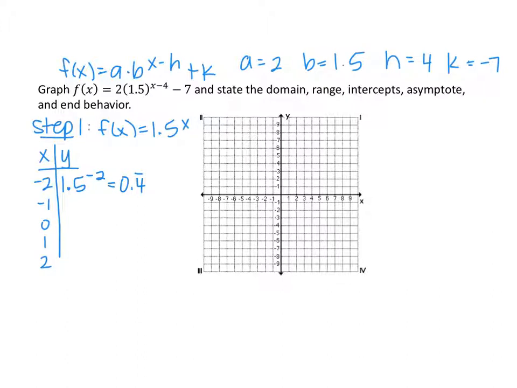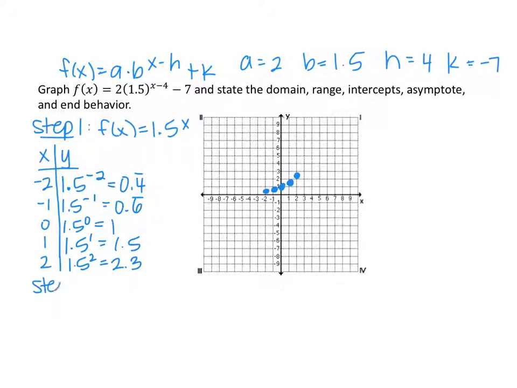So then I would graph -2, 0.4. And then if I plug in -1, that means 1.5 to the -1st power, which is about 0.6 repeating. So -1, 0.6. If I plug in 0, I get 1.5 to the 0 power. I know anything to the 0 power is just 1. So 0, 1, there's a point. And then 1.5 to the first, that's just 1.5. So 1, 1.5. And then 1.5 to the second power, it's 2.25. So I'm just going to put 2.3. Go over 2, up 2.3.